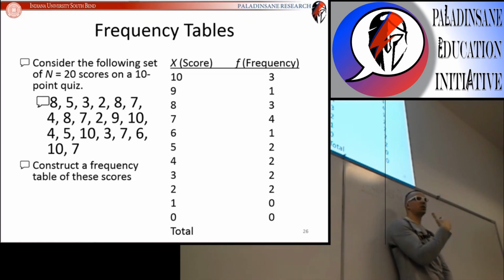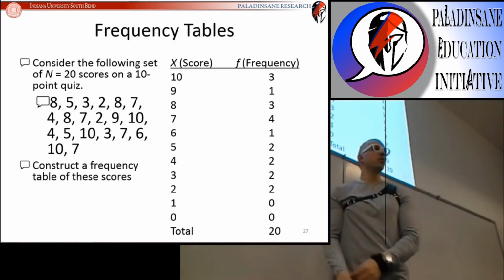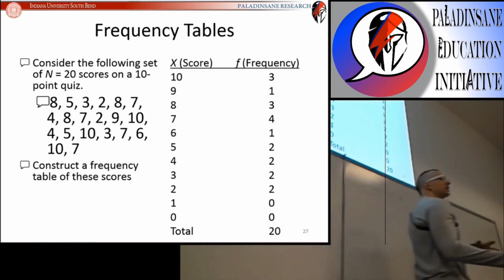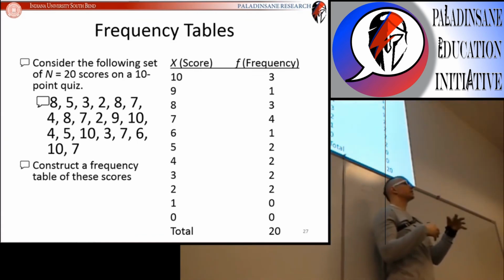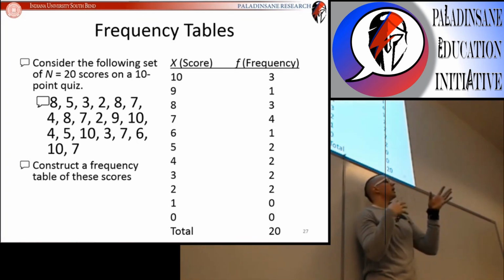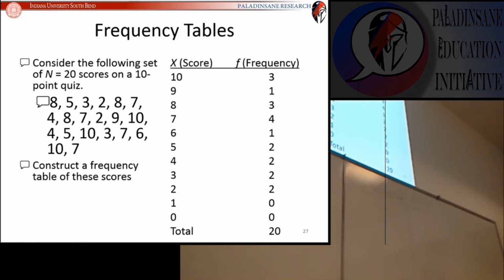We were told there were 20 scores. We better have 20 scores in our frequency table. So if we add up all of the frequencies, we get a sum of 20, so we know we've created it correctly. Remember back last class, the summation formula in Excel: if you're making your frequency distributions in Excel, you can use that to double check that you've created them correctly.